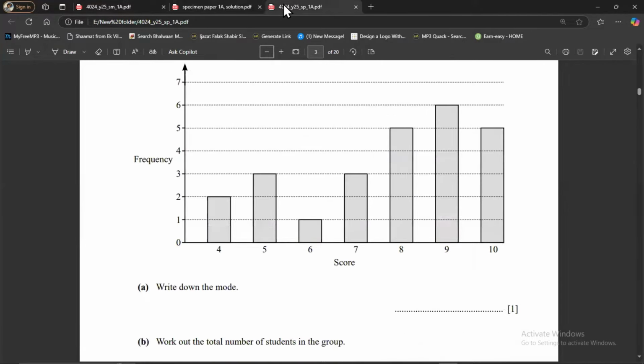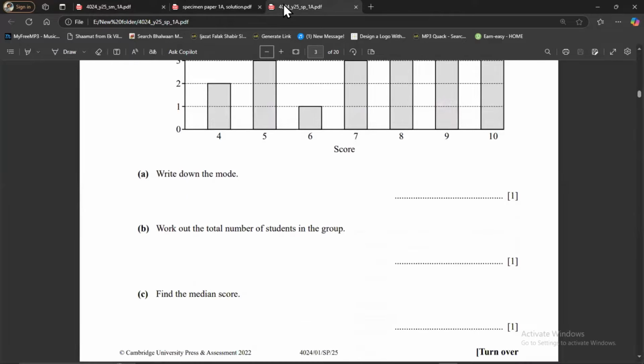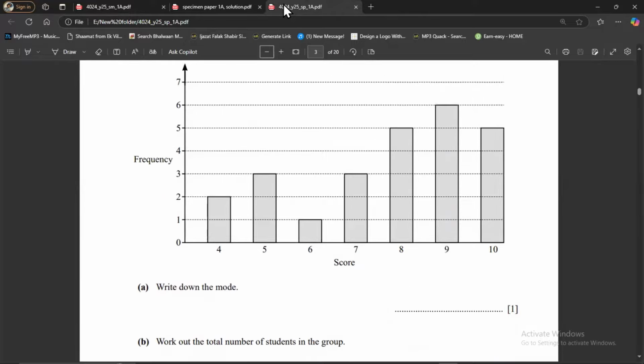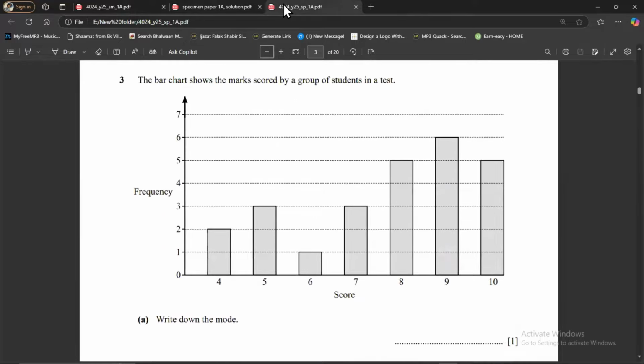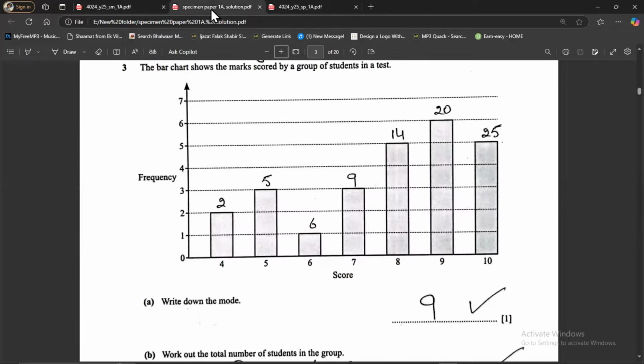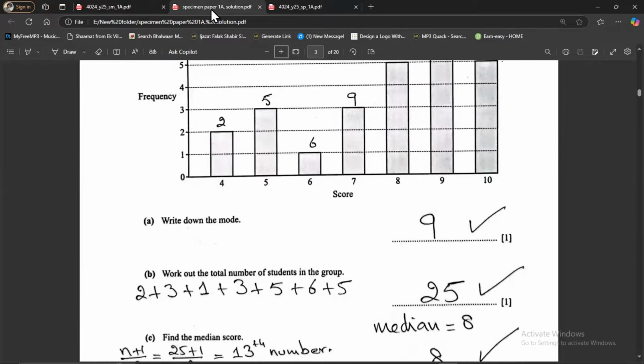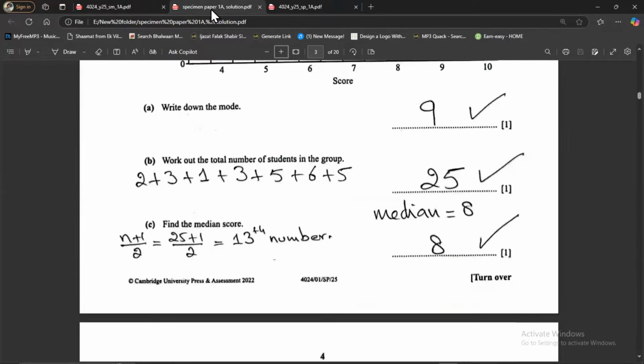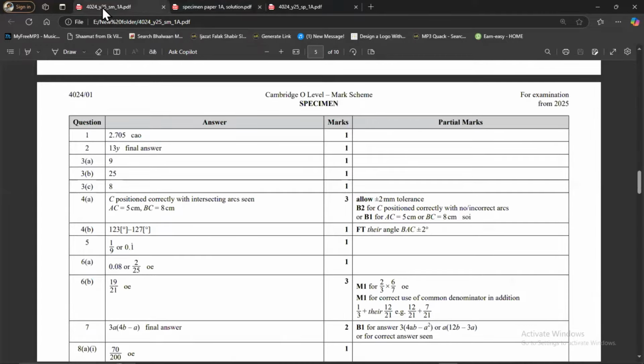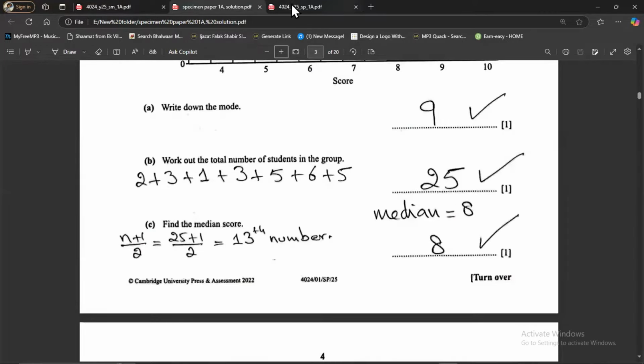I hope you understand. Then the B part: work out the total number of students in this group. We will add up all the frequencies: 2 plus 3 plus 1 plus 3 plus 5 plus 6 plus 5. That will be 25. So the total number of students in this group is 25.